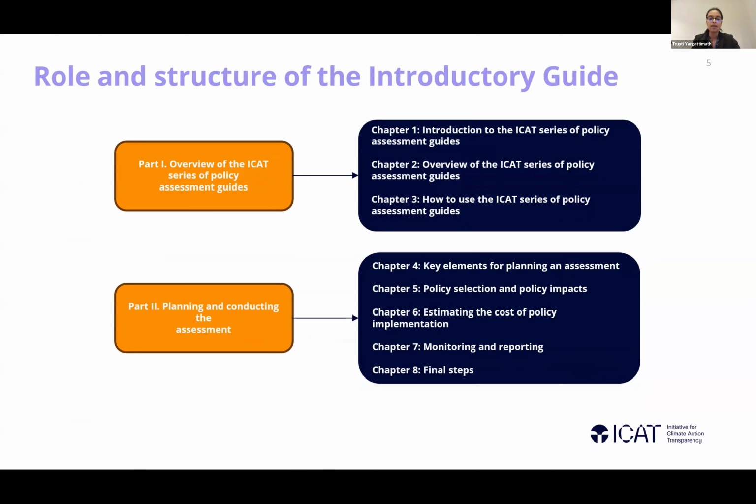Part 2 covers the planning and conducting of assessments. So this part presents the common elements that apply across all GHG impact assessment guides. And this includes assessment quality principles, stakeholder engagement, setting of objectives, methodological considerations, etc. It also provides guidance on cost estimation, monitoring, reporting, and finalizing of assessments. So throughout this introductory guide, users can find references being provided to relevant specific guides in the series, allowing them to easily navigate between general and specific content.